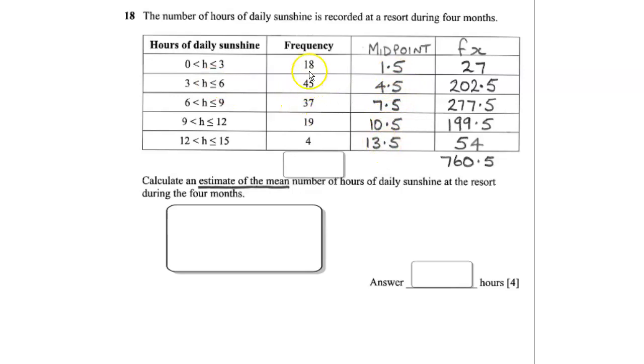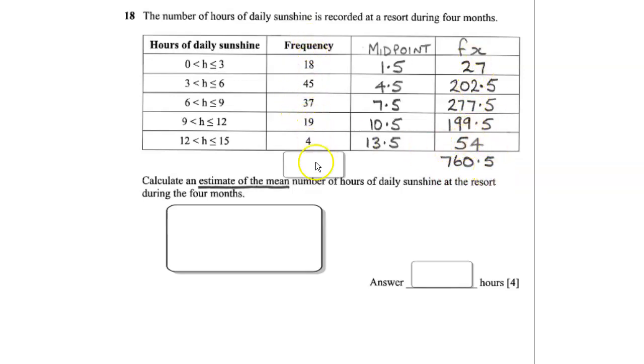The next thing we do is we multiply the frequency times the midpoint. So we do 18 times 1.5 is 27. 45 times 4.5 is 202.5. So this is what we do on each of those rows. Next thing we do is we get the total of your fx column. So that will be 760.5 when we add all those together.